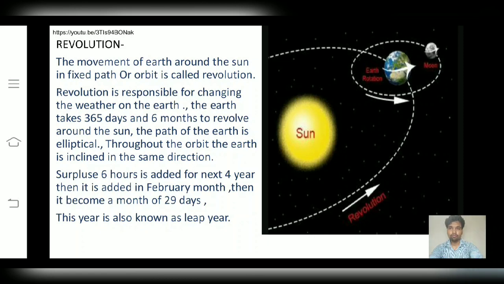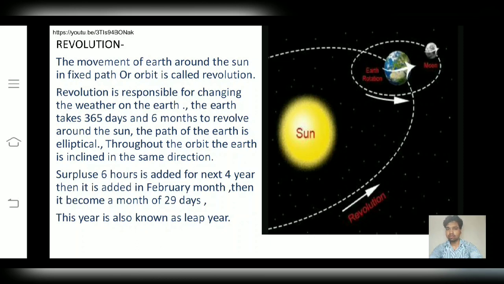So friends, we know that the earth takes about 365 days to revolve one round of the sun. Throughout its orbit, the earth is inclined towards the direction of the sun. It means the inclination, that is 23.5 degree inclination, will always remain towards the sun.